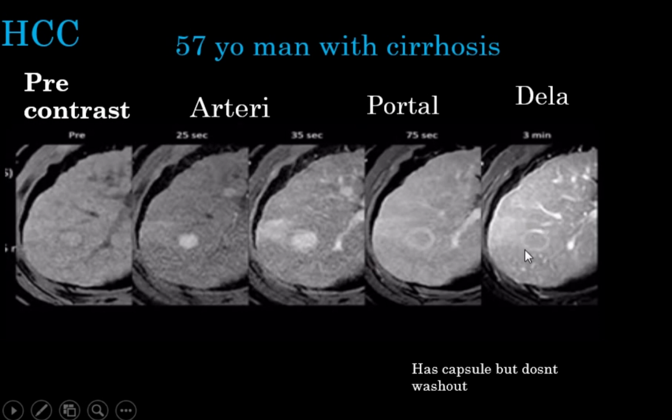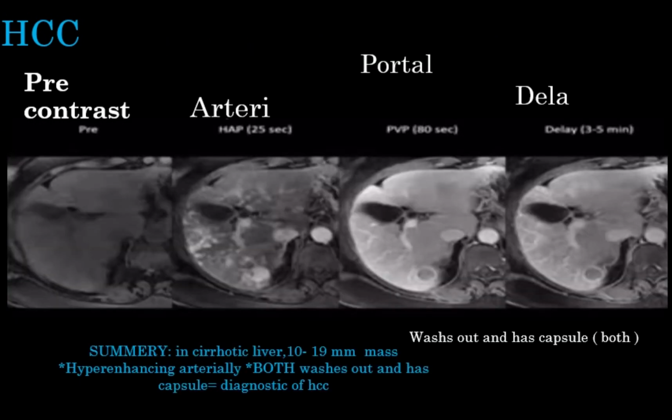You see how the lesion is similar to the liver. This lesion is 10 to 90 millimeters. It is smaller than the other one. So it has to have two criteria, both capsule and washout.